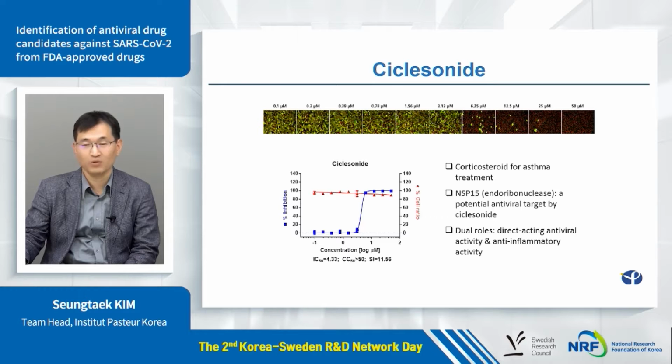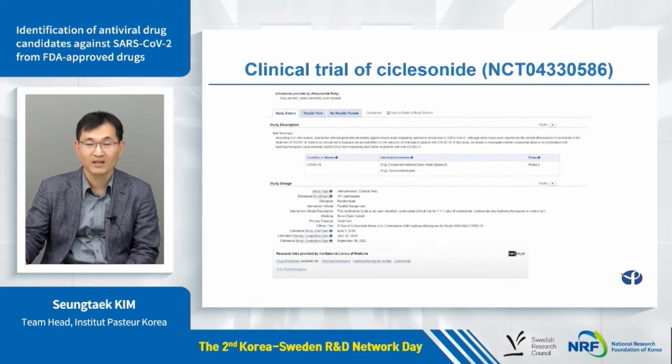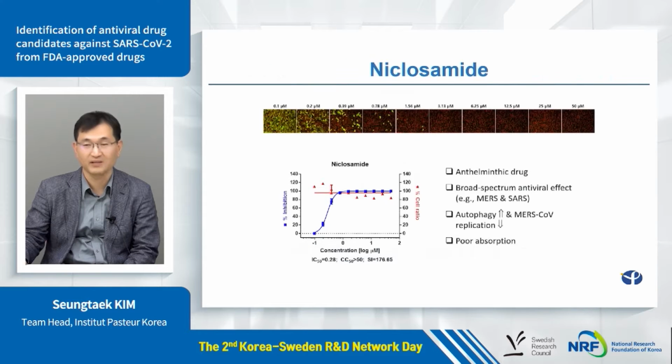Interestingly, when we were preparing our manuscript, another similar result was submitted by a Japanese group, and they reported that NSP15, which is a viral endoribonuclease, might be the target of ciclesonide. So based on these two facts, we expect that ciclesonide may play dual roles in the treatment of COVID-19. First, as a direct-acting antiviral targeting NSP15, and second, as an anti-inflammatory steroid drug. And based on our results, a phase 2 clinical trial is being conducted in Korea.